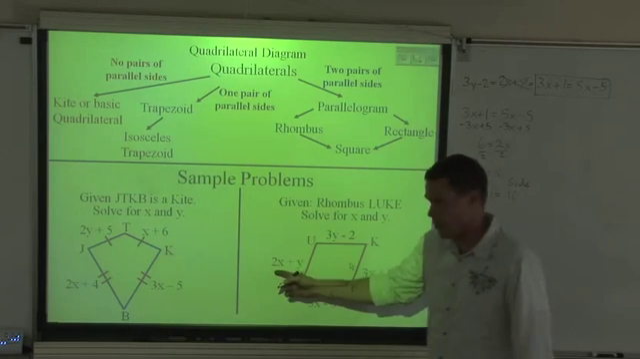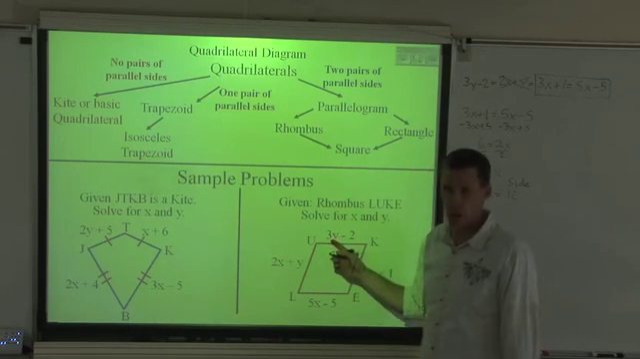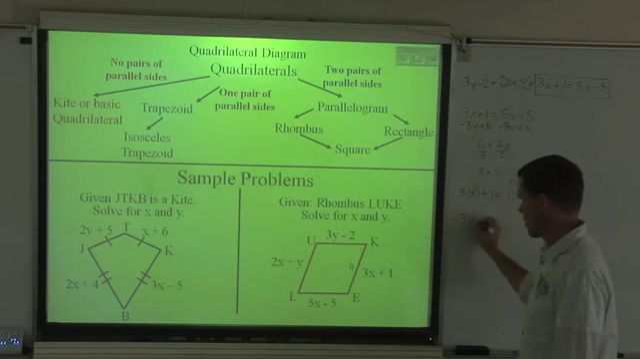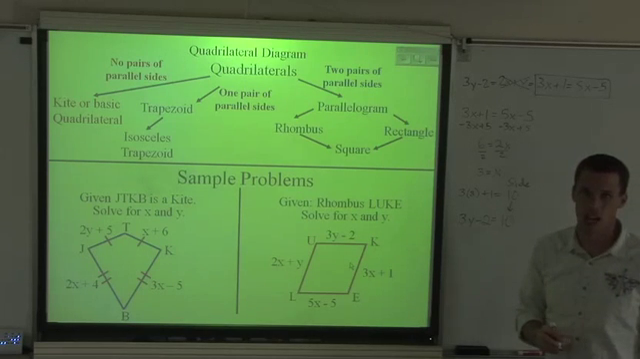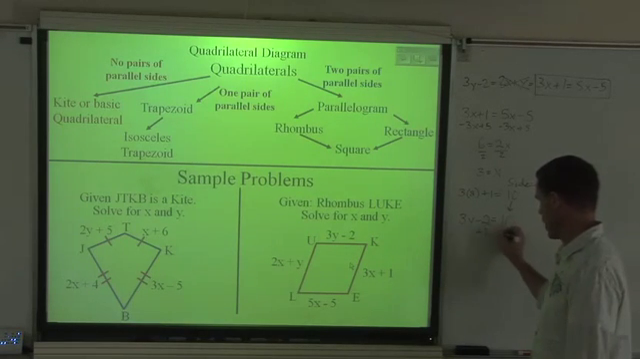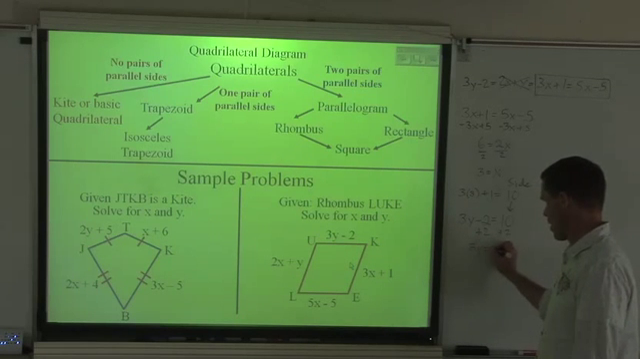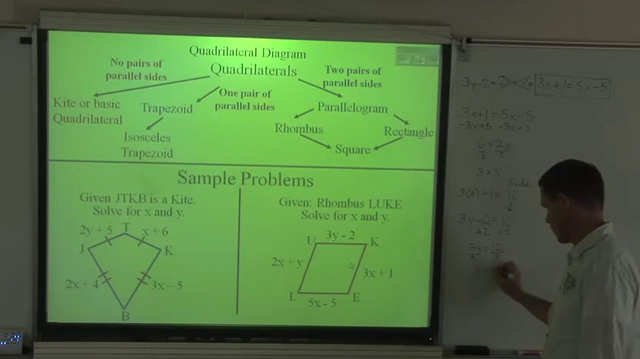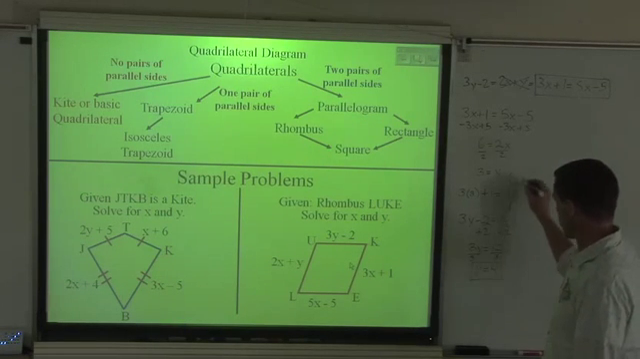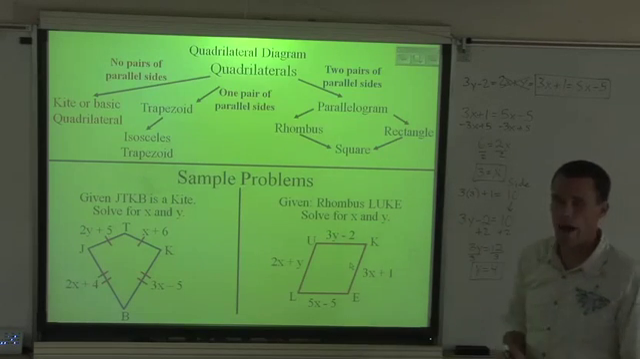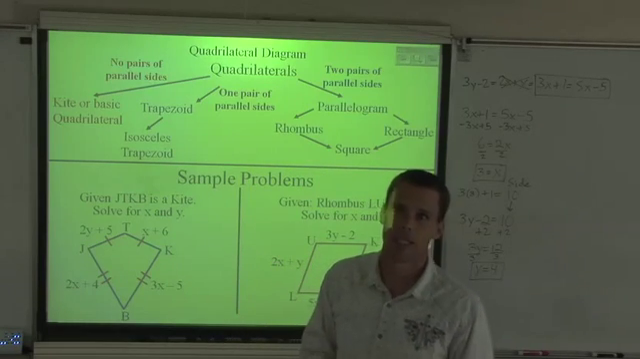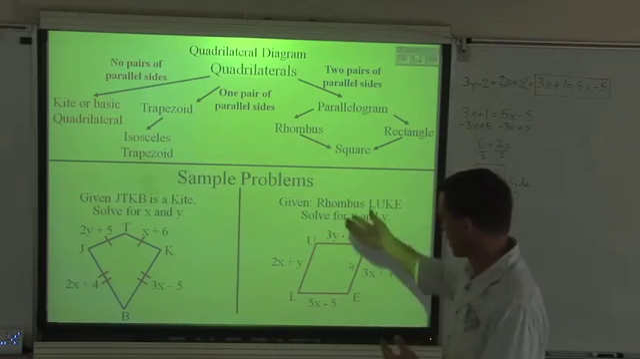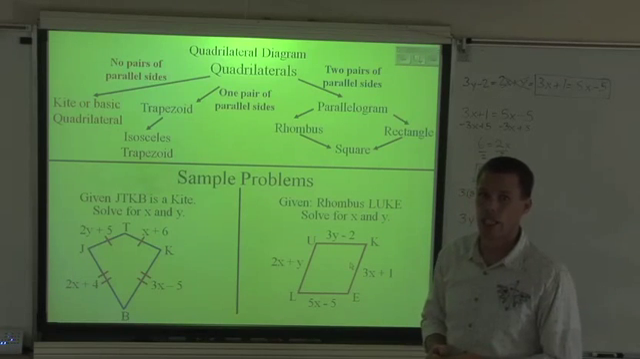Well, I'm not going to use the one with x and y. I'll use the one with just y. 3y minus 2 has to equal 10, because every single side equals 10. Add 2, 3y equals 12, and we get y equals 4. So we have x equals 3, y equals 4. Those are the values that x and y have to be if this is a rhombus. They tell us it's a rhombus, so therefore these are the solutions.